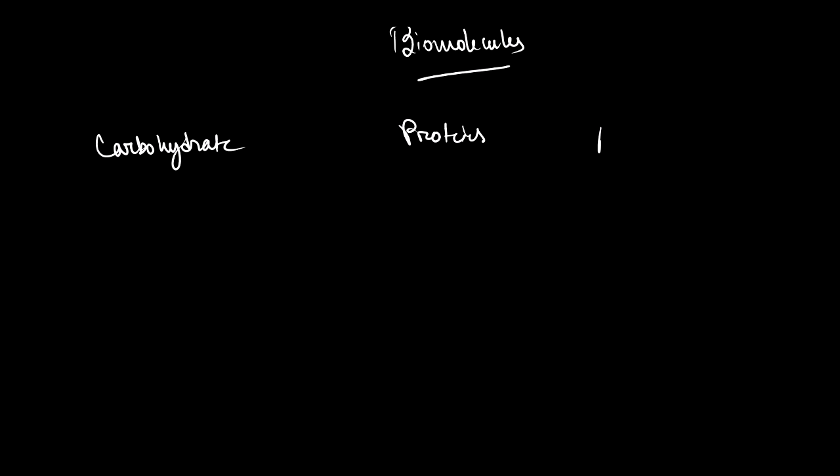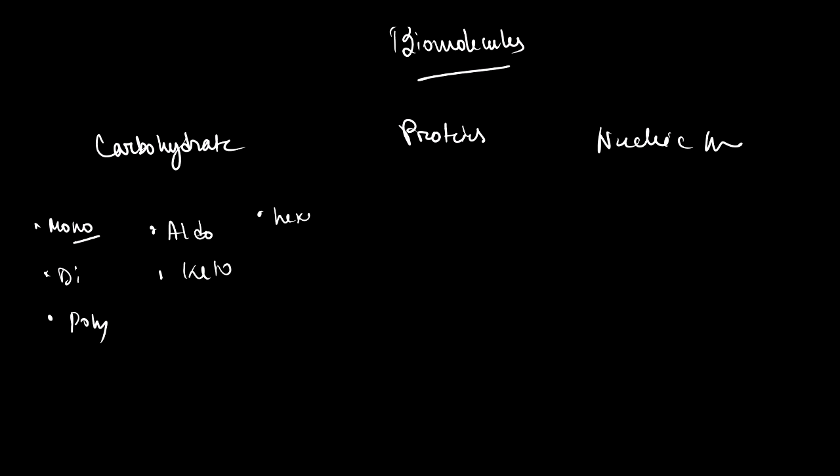Please go for it. Then we have the biomolecules part. For biomolecules, we actually have three parts: one is carbohydrate, another is proteins, and another is nucleic acid. In the carbohydrate part again we have monosaccharide, disaccharide, and polysaccharide, and depending upon the functional group we have aldohexose, ketohexose, ketopentose. Depending upon the number of carbons we can say hexose, pentose, tetrose, etc.